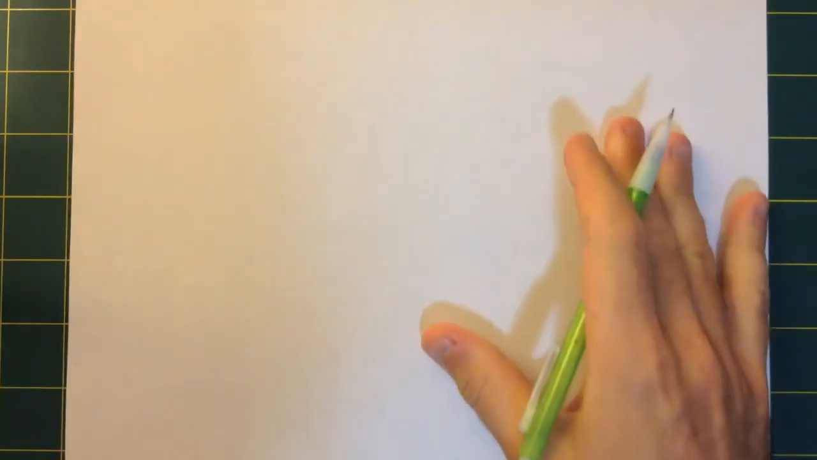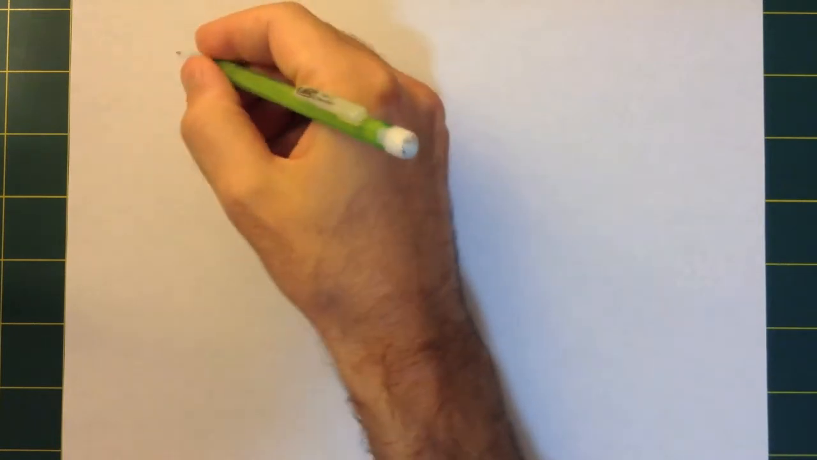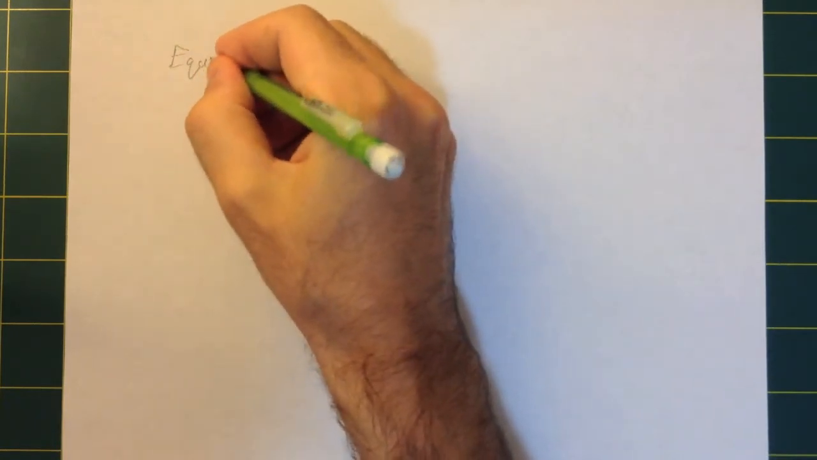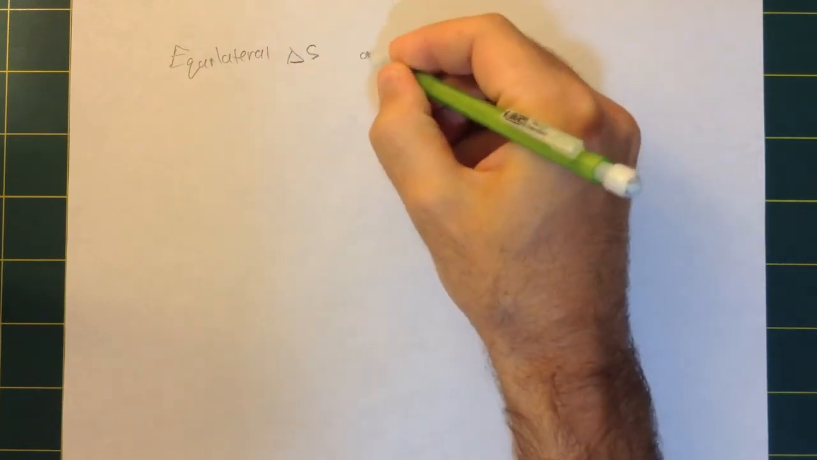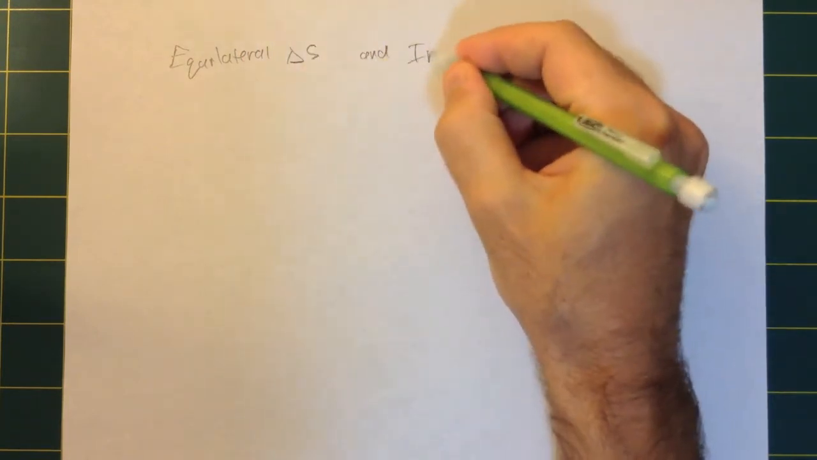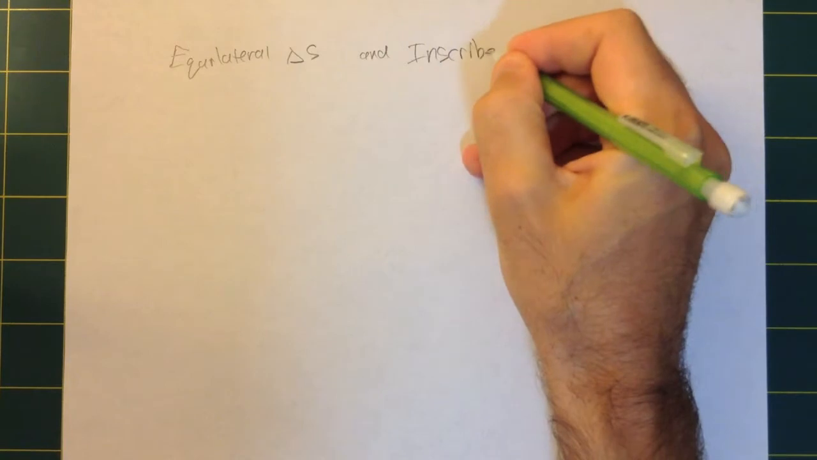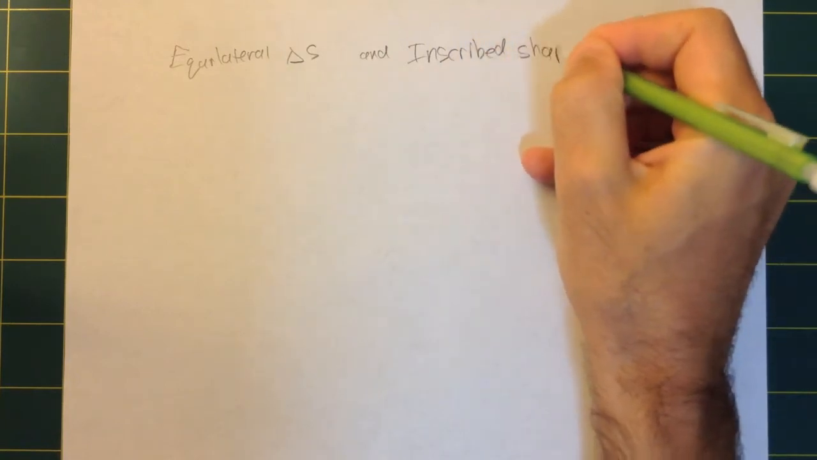Welcome to this lesson on constructions. In this one we are going to talk about equilateral triangles, and we're going to talk about inscribed shapes.